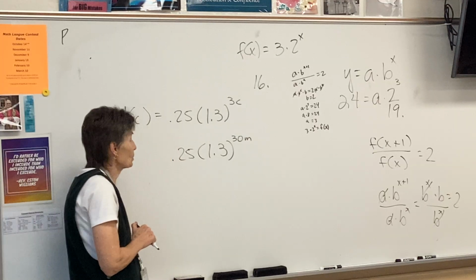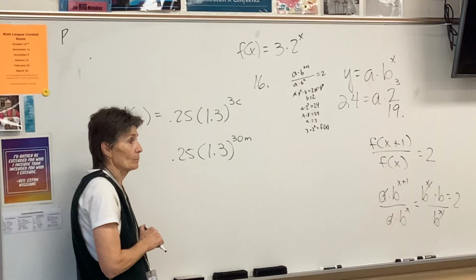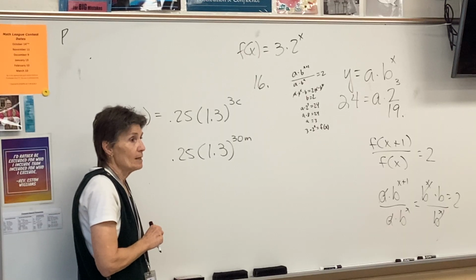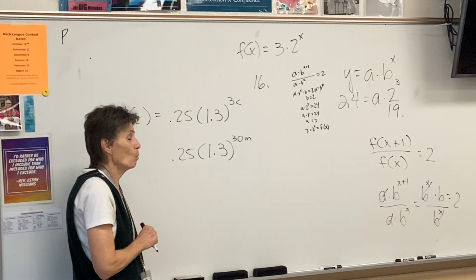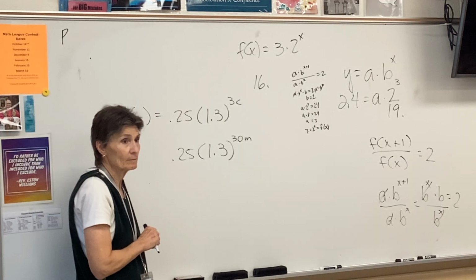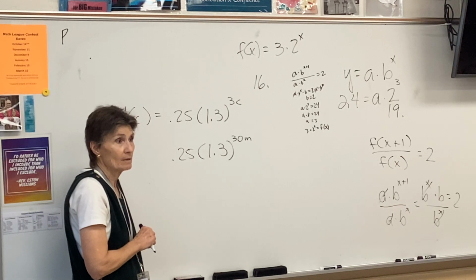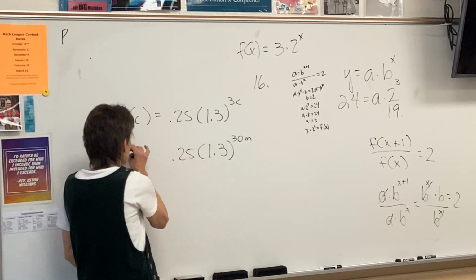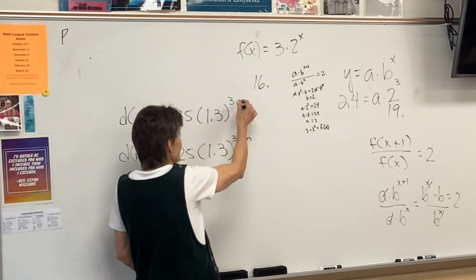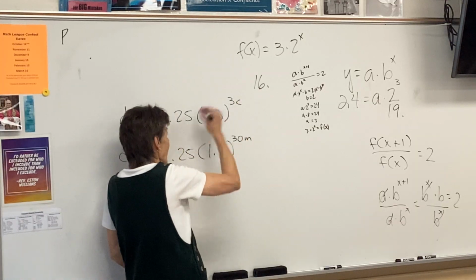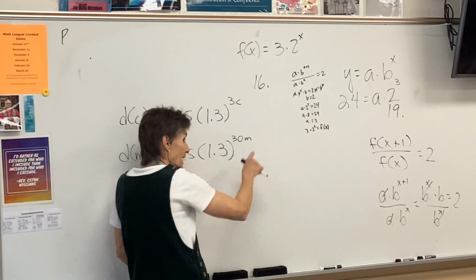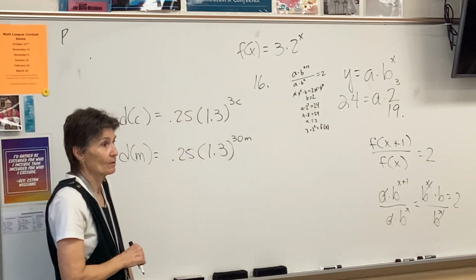Alright, so could we check this somehow to see if it's right? So we know that 1 centimeter is 10 millimeters. Is that right? So both of these are supposed to give me the same answer. So if I put a 1 here, work that out, and I put a 10 here and work that out, am I gonna get the same answer?